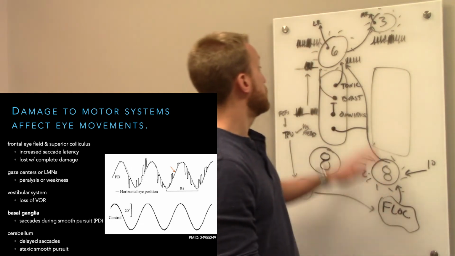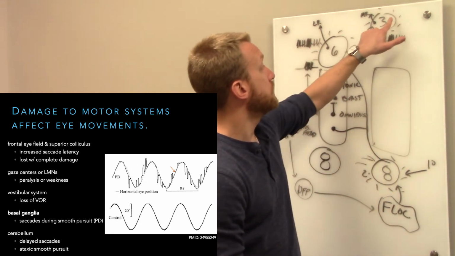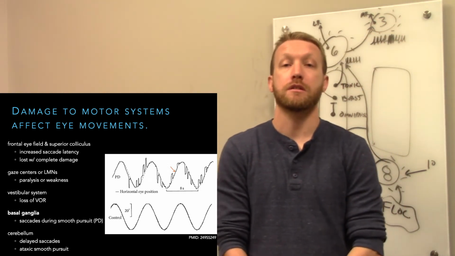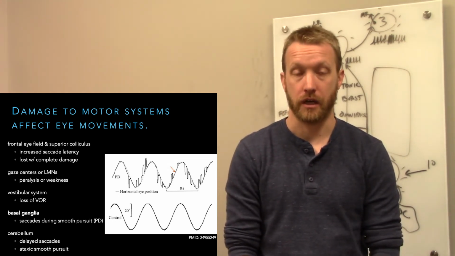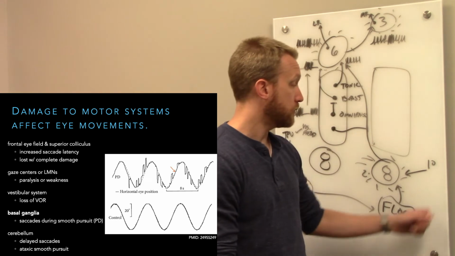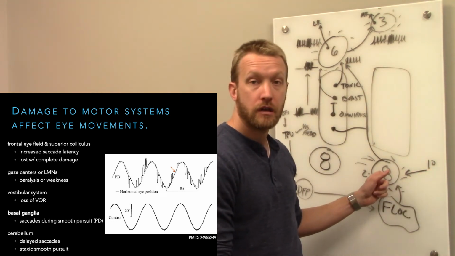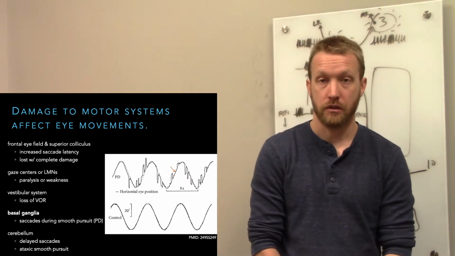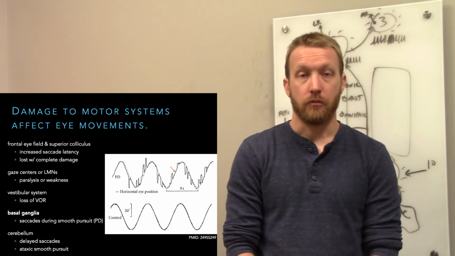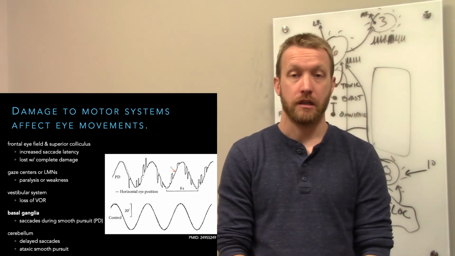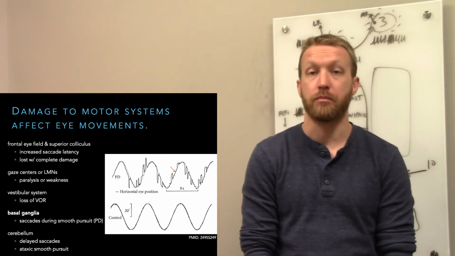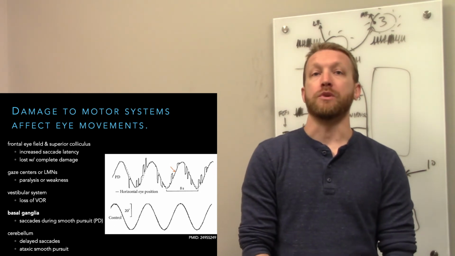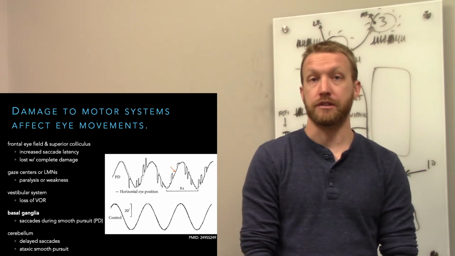Damage to the lower motor neurons in the cranial nerve nuclei, 3, 4, and 6, obviously creates weakness and paralysis of the eyes. Damage to the vestibular system, whether it be the primary or secondary afferents here, will impair the vestibulo-ocular reflex and smooth pursuit. Damage in the basal ganglia will affect our ability to suppress saccades. So if we have neurodegeneration in the basal ganglia, such as in Parkinson's disease, where there's profound neurodegeneration in the substantia nigra, we see involuntary saccades during smooth pursuit.